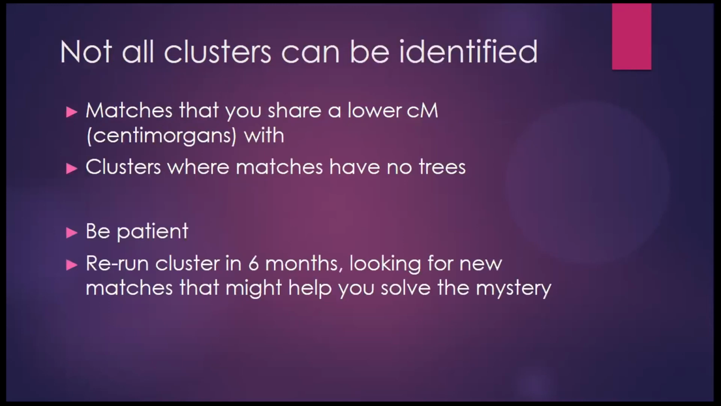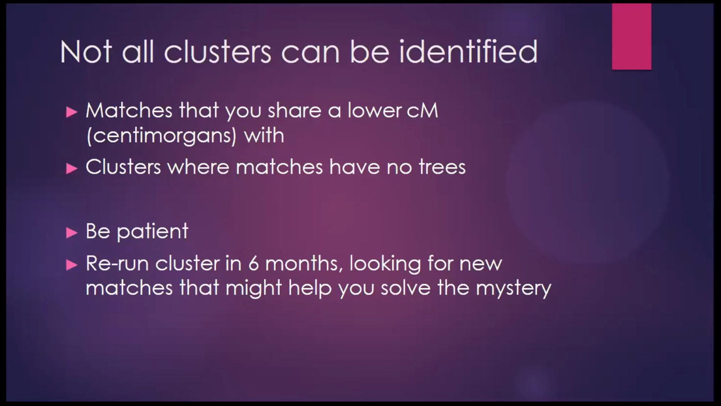Now, having said that, not all clusters can be identified. Sometimes you share a really low centimorgan amount with everybody in the cluster. Let's say you share about 30, 35 centimorgans with everybody in the cluster. That could mean that you're 4th or 5th cousins with all of these people, and it could be on a line of your family that you haven't traced back to the 4th or 5th or 6th great grandparents. And so it's a little bit out of reach.